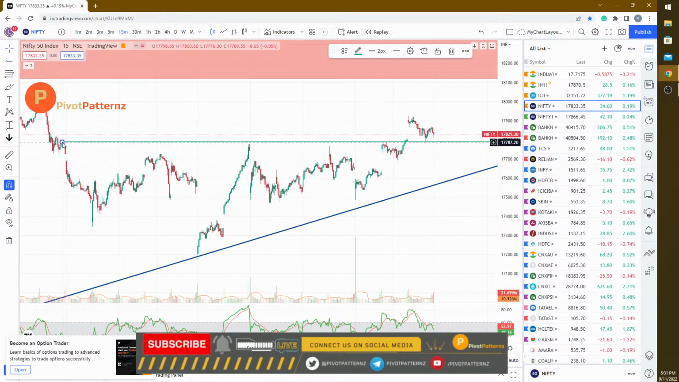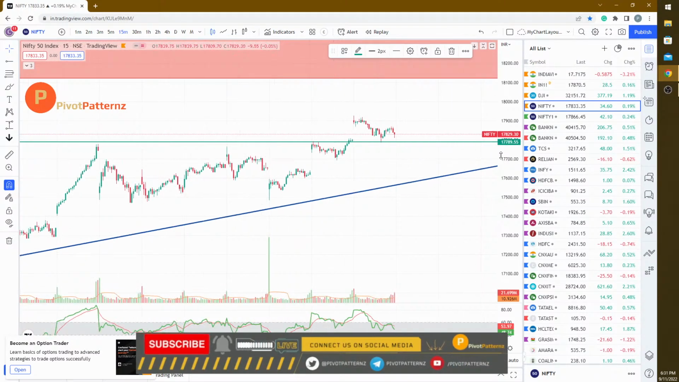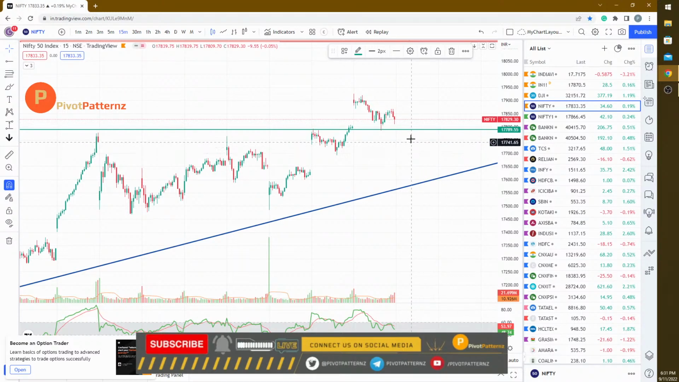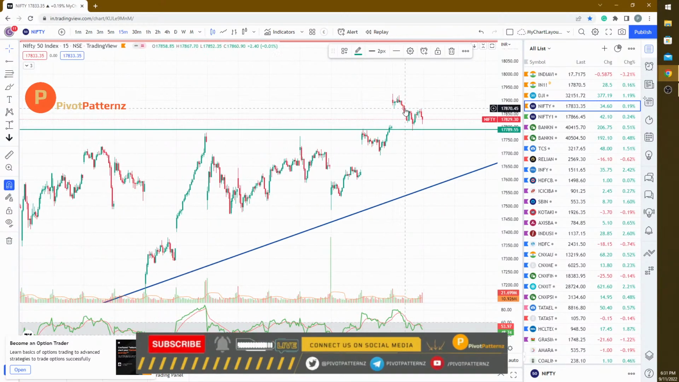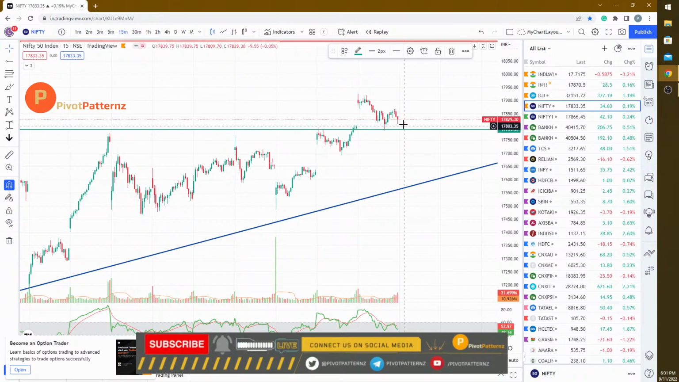This is one level where one should be... 17,800 is the level one should be keenly watching. If we happen to open gap down on Monday, or if you open flat, so if you open somewhere here, so we already have a lower low position. So if we happen to open flat and try to break this, our next destination would be 17,720, right? Or maybe till this zone, that is 17,710, would be our next destination.